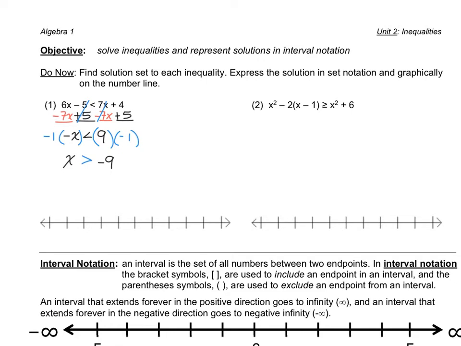Now, express the solution in set notation. So we have to do that, and then graphically on the number line. They didn't say to justify the steps with a property of inequality, but if they did, our first step would be justified with what property of inequality?